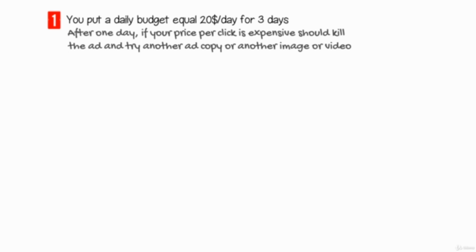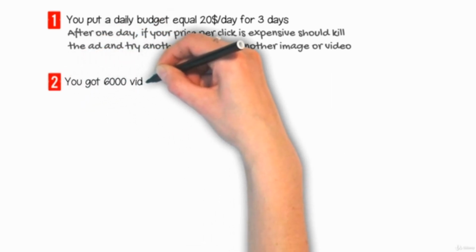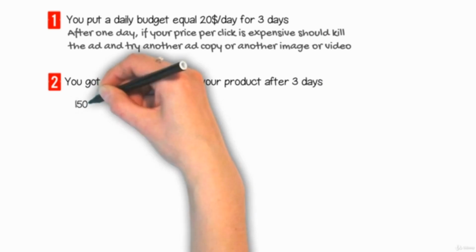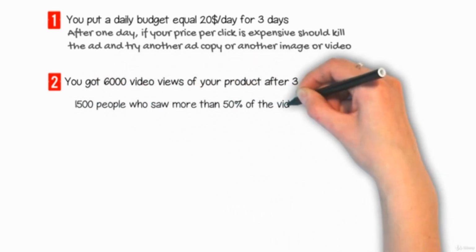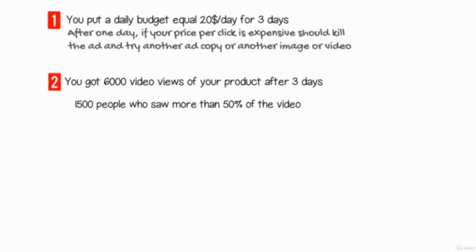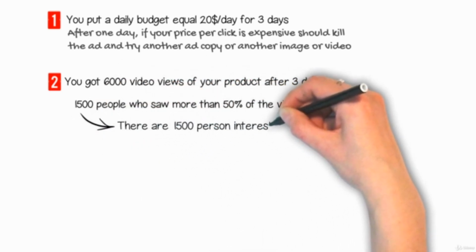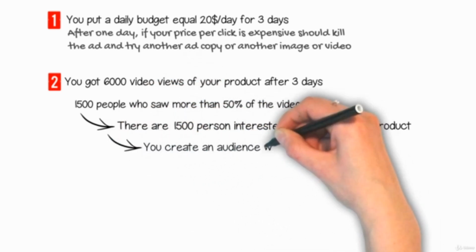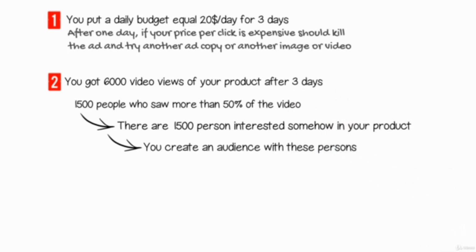So let's say you got 6,000 video views of your product after 3 days. And let's assume that there are 1,500 people who saw more than 50% of the video. It means there are 1,500 persons interested somehow in your product. You create an audience with these persons. I will show you later how to create an audience out of people who watched a certain percentage of your video.